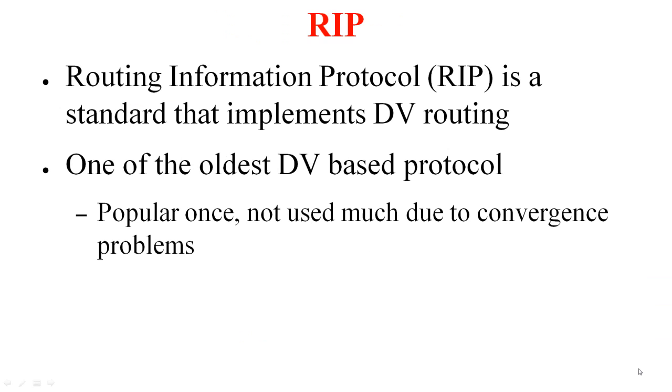So in spite of all these problems, this distance vector routing algorithm was actually implemented as a standard, and the standard is the Routing Information Protocol, or RIP. This is one of the oldest distance vector based protocols. It was very popular, but these days it is not used because of these convergence problems. And this compounds when the size of the network is really large, and that's what we see these days.